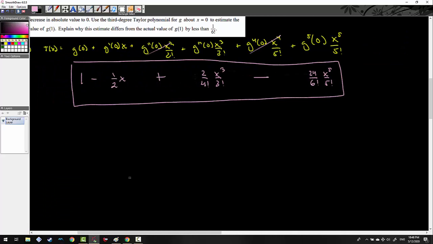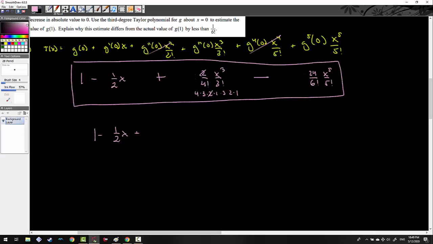Okay. All right, so let's simplify this thing a little bit here. So I've got 1 minus 1/2 x plus 2 over 4 factorial. This is 4 times 3 times 2 times 1 times 3 times 2 times 1. The 2's can cancel each other out, giving me 4 times 3 times 3 times 2 times 1. Let's see here. What is that?